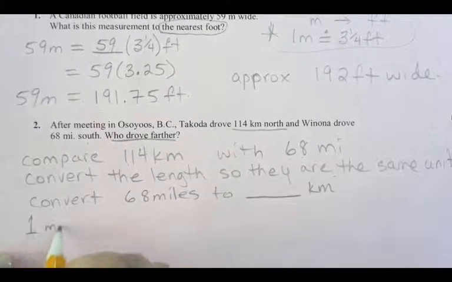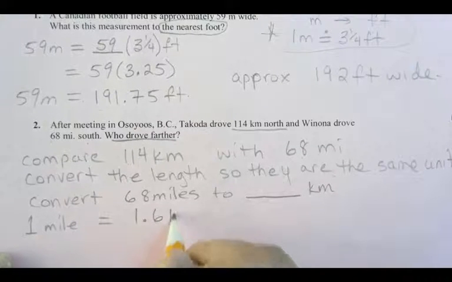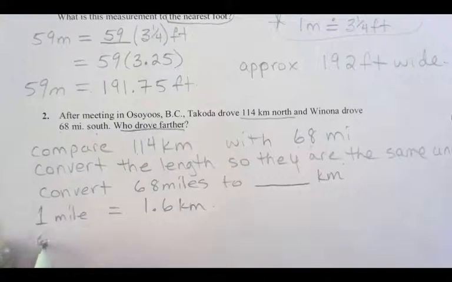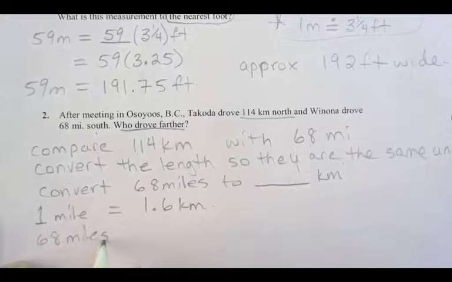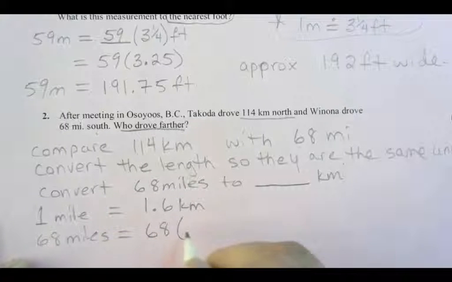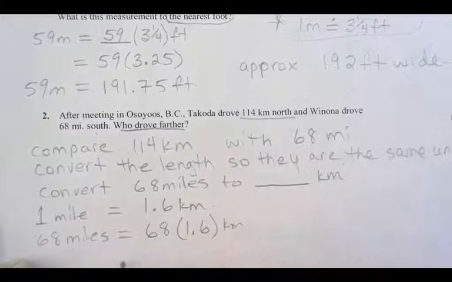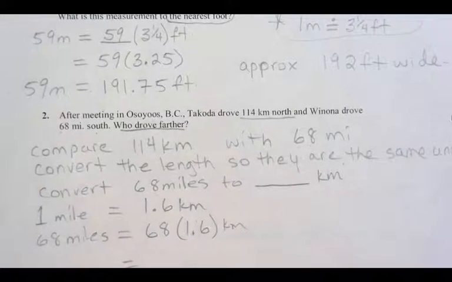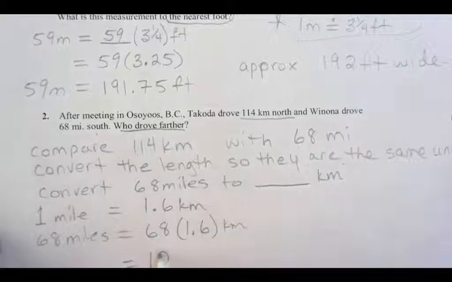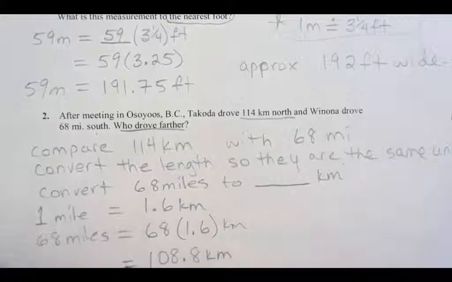1 mile equals 1.6 kilometers. So how do I convert 68 miles? I can multiply it by 1.6 kilometers, and I will end up getting 108.8 kilometers. Okay, so this is how long Winona drove.